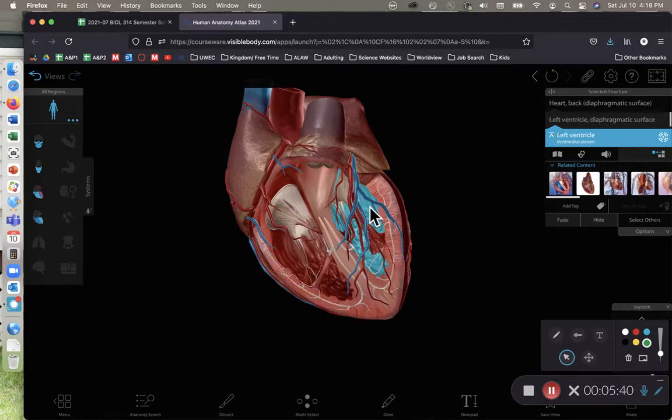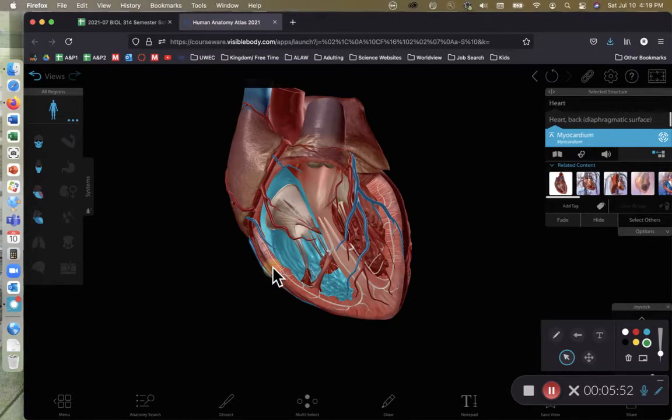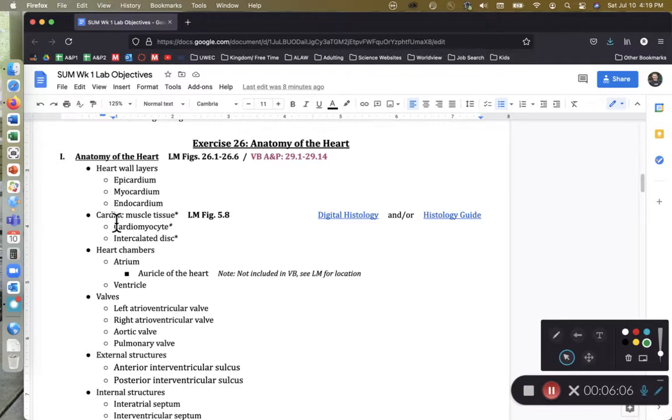Here we have the left ventricle. And the myocardium associated with the left ventricle is always going to be thicker than over here. We have the right ventricle, and the myocardium of the right ventricle is always going to be thinner. Well, and that's an important detail for determining left versus right when looking at these parts or chambers of the heart. Let's go back to our lab objective sheet.